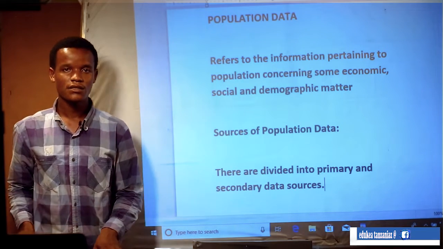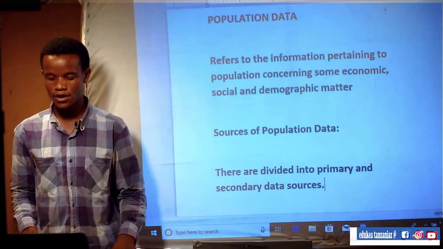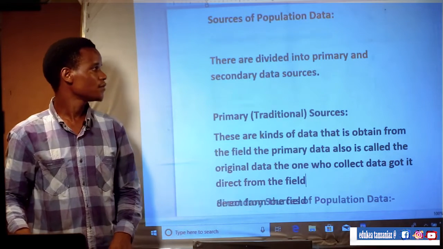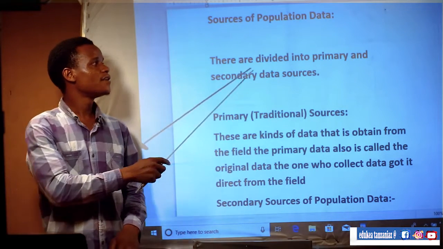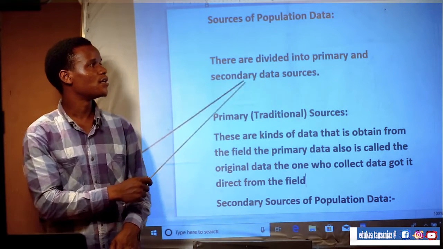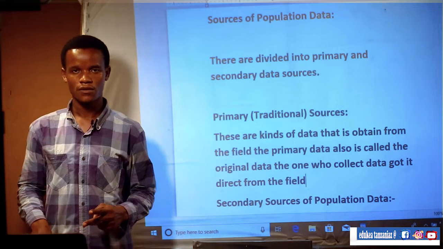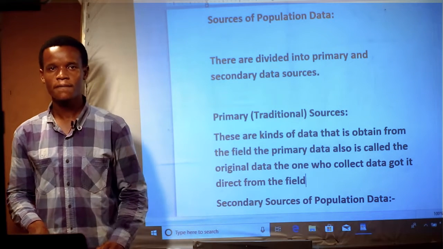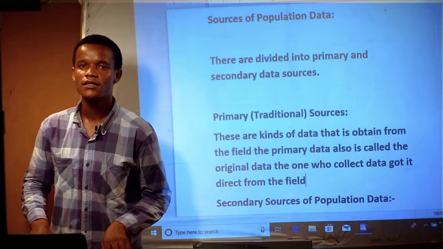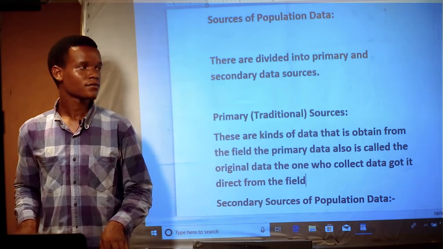Okay, let us see now the sources of population data. They are divided into primary and secondary data. So in population data, there are two sources of data. The first one is primary data, and the second one is secondary data.